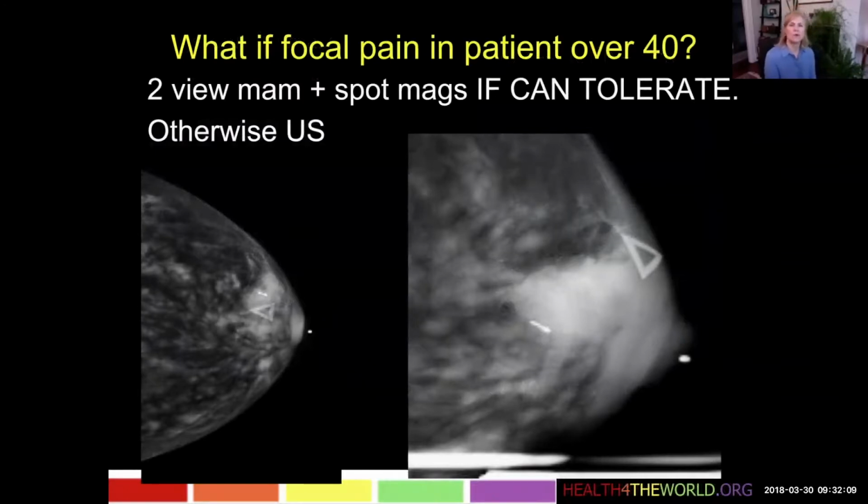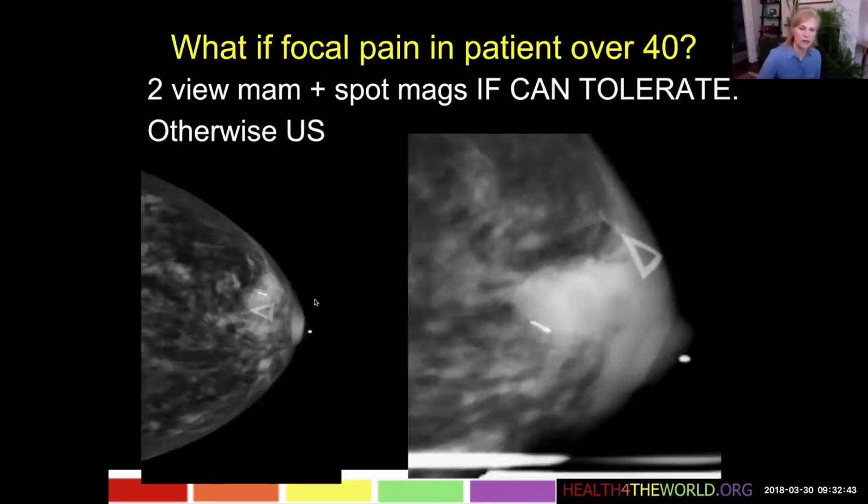So what if focal pain is occurring in a patient over 40? The other ones I showed you were younger. Here we have a 2-view mammogram, and like I said, we usually do spot magnification views if the patient can tolerate it. And the reason we add the additional views in the older patient is because they have more likelihood of having carcinoma. So we want to give ourselves the best opportunity to make that diagnosis. If they can't tolerate the mammogram, like I said before, then we will go ahead and start with ultrasound.